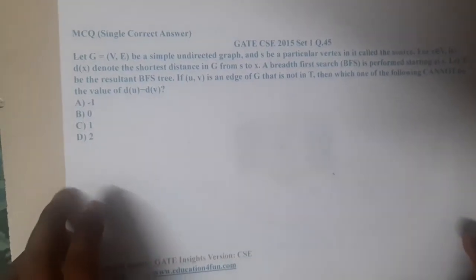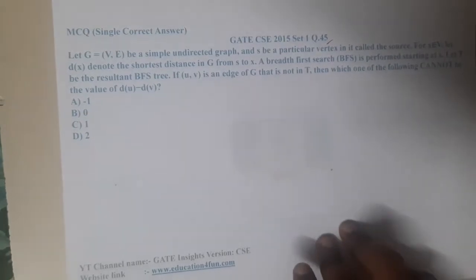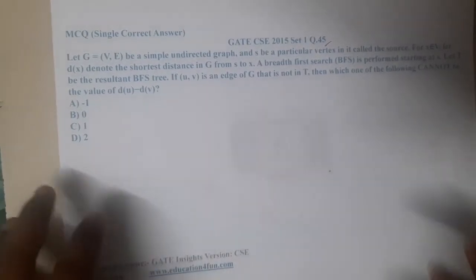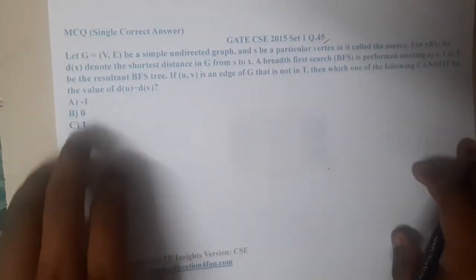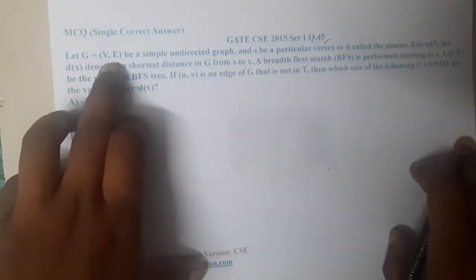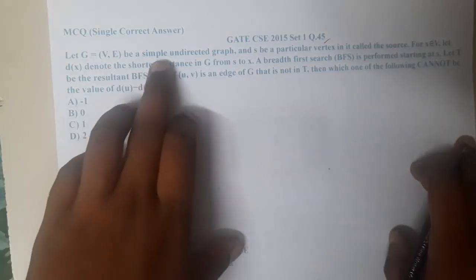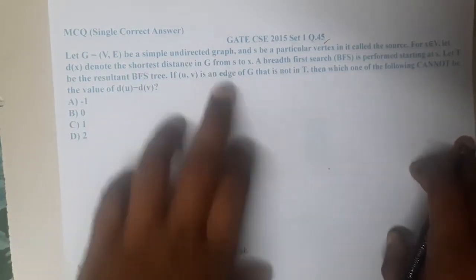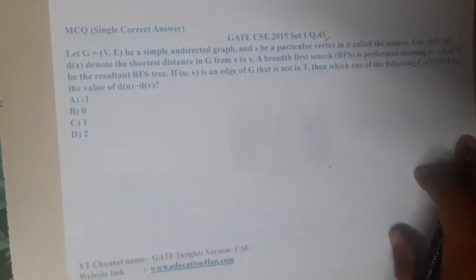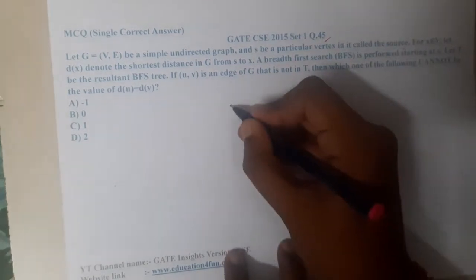In this lecture, let us go through the next question, guys. The question is GATE CSE 2015 question set 1, question 45. Let G = (V, E) be a simple undirected graph with V vertices and E edges, and let S be a particular vertex in the graph, called the source.